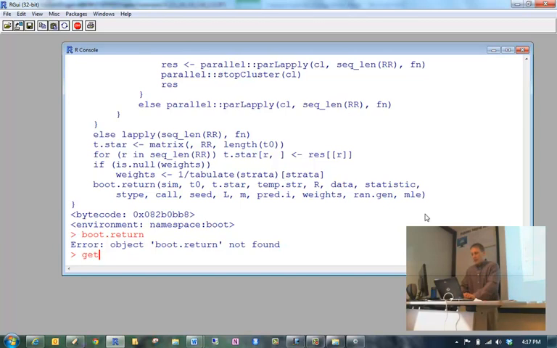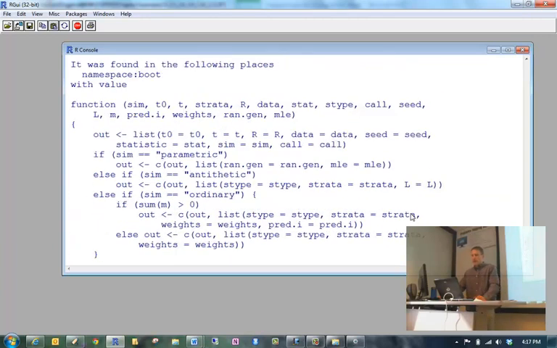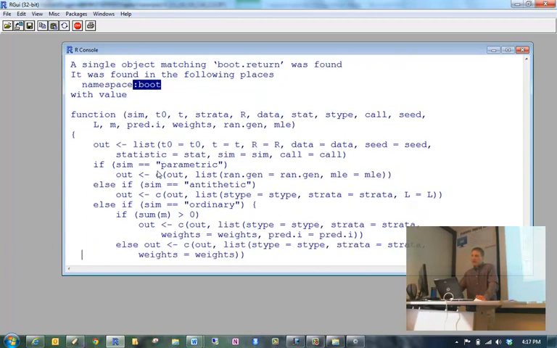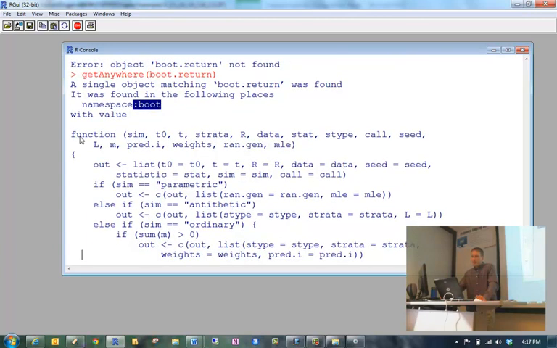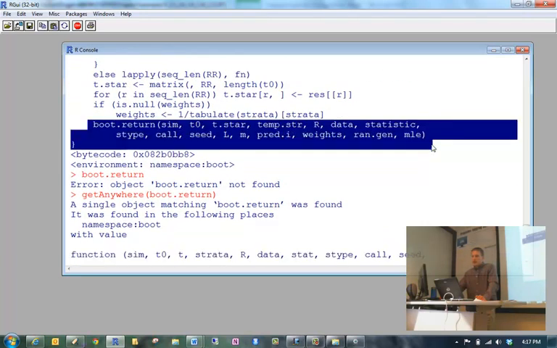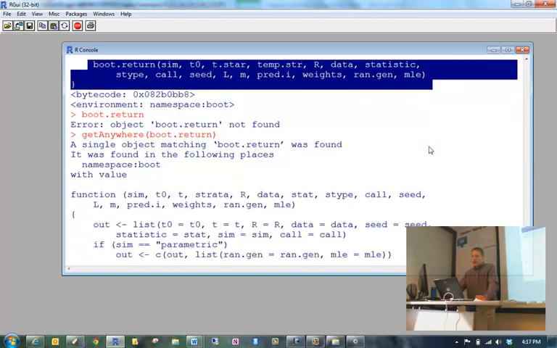If you want to see any hidden functions, you can use a function called getAnywhere, and then the function's name, boot.return. And this is what you get. Notice what it says. It looked throughout to see if it could find a function called boot.return, and it found one in the package called boot. This is what the function looks like. So you can compare the function call there with what's actually used in the last line of boot.